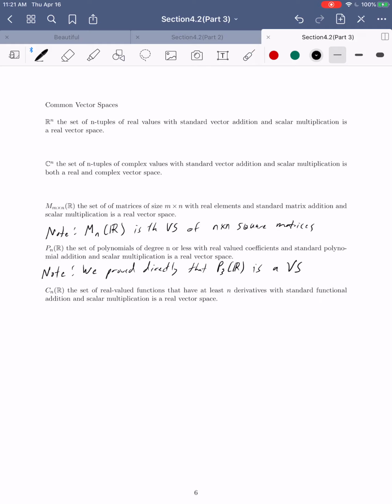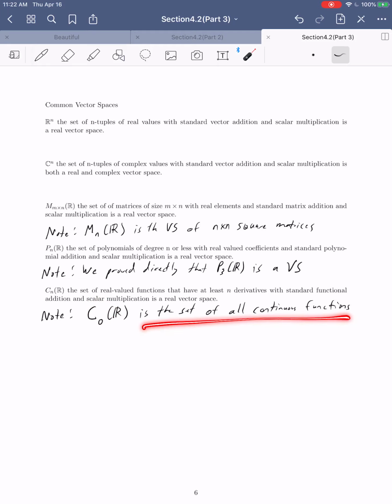Now, that means C2 of R would be all the real valued functions out there that have at least two derivatives, right? Meaning two well-defined derivatives there. A couple notes here. If you see this notation, C0 of R is the set of all continuous functions, meaning they might have derivatives, but they at least have to be continuous.